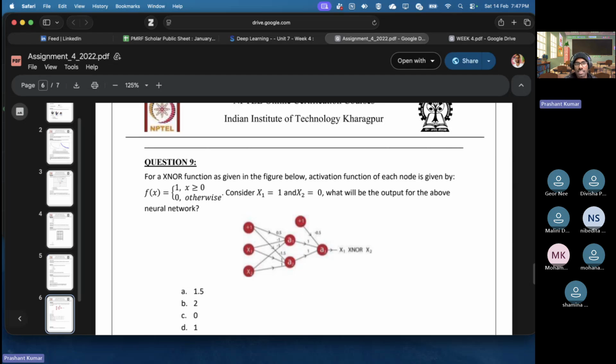Here the question is: for the XNOR function as given, the activation function of each node is given by x more than 0, and so on. So for XNOR, the function is given, so it is 1001, correct? So X1, X2, 1, 0, 0, 1. Two lines will be required. So that means X1 plus X2.